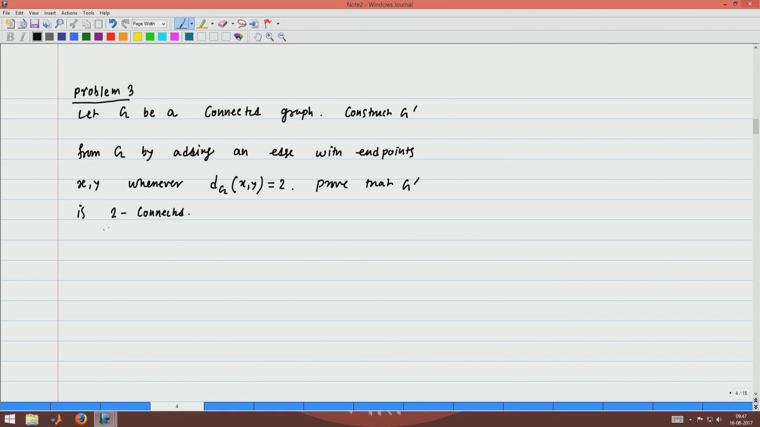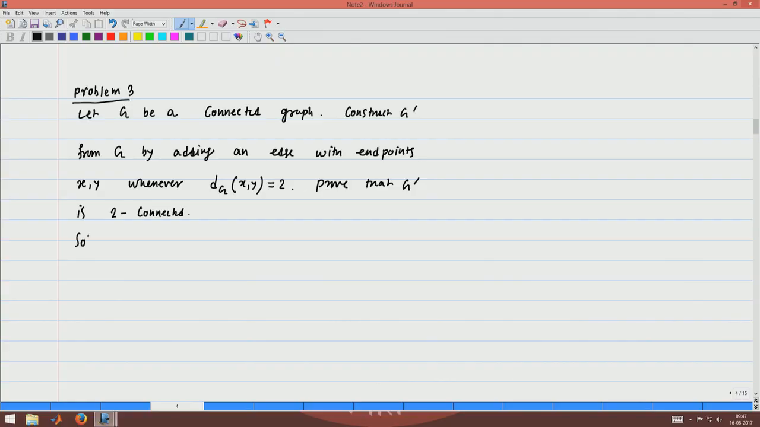So, two connected, you have to prove that G prime is two connected. That means there does not exist a cut vertex in the graph G prime, that there does not exist a set of one vertex whose removal disconnects the graph. So, let us look at the solution of this problem.